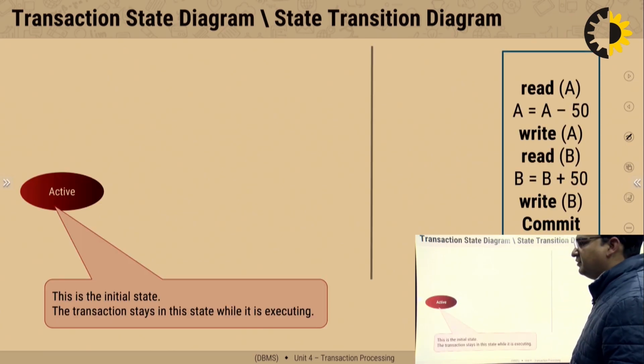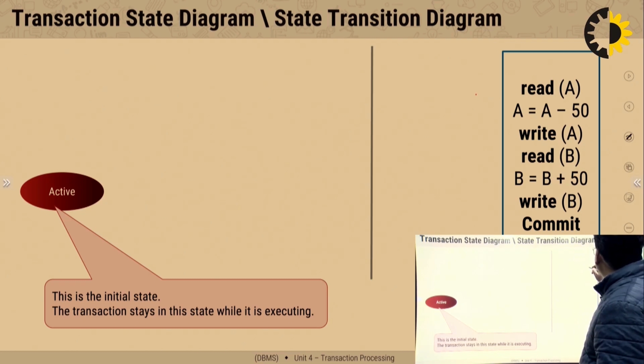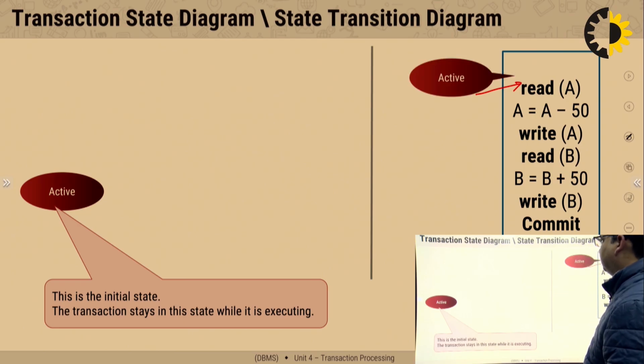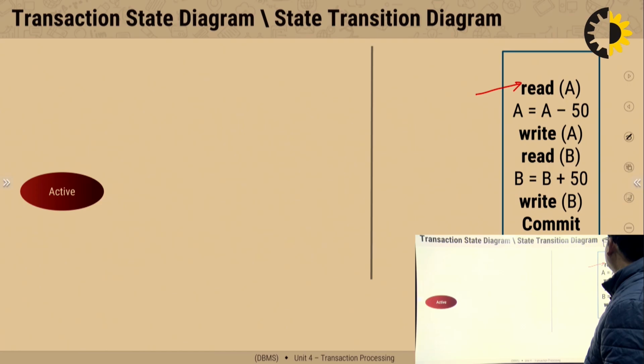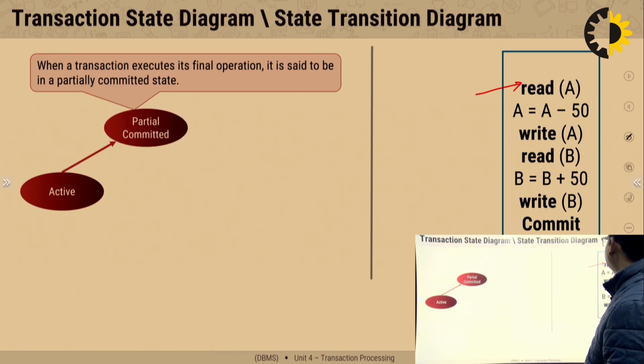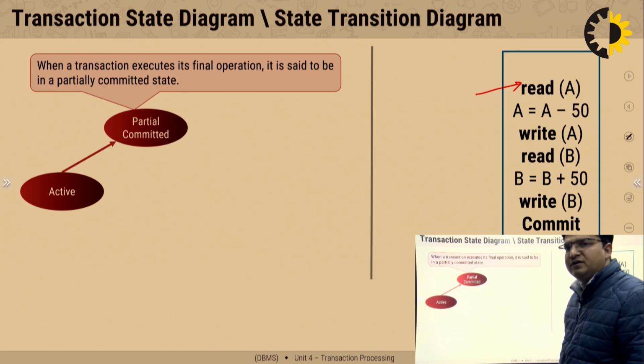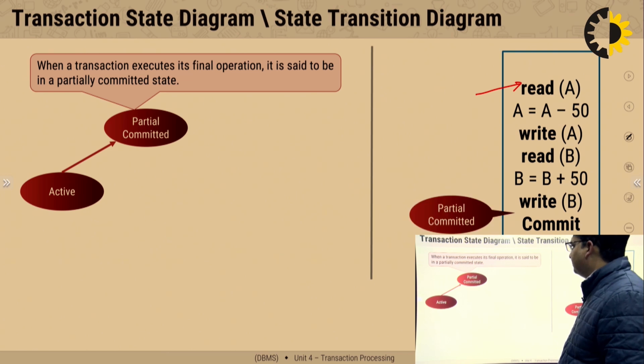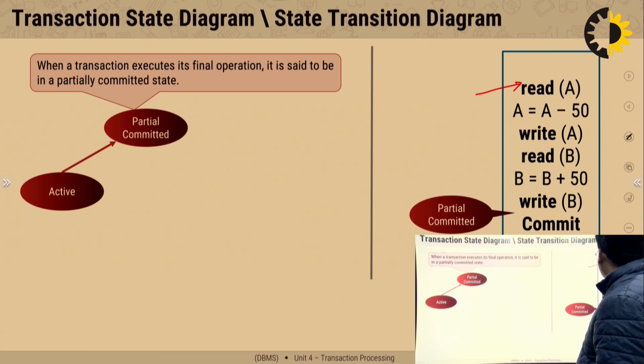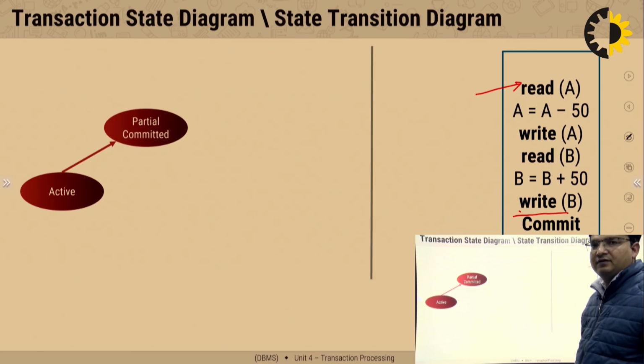See, the first stage is the active state. As soon as the first line of the transaction starts, we say the transaction is in the active state, that is the initial state. Now, the next stage is partially committed. When a transaction completes its final operation, it is said to be partially committed. After the completion of this line, write B, we say the transaction is partially committed.